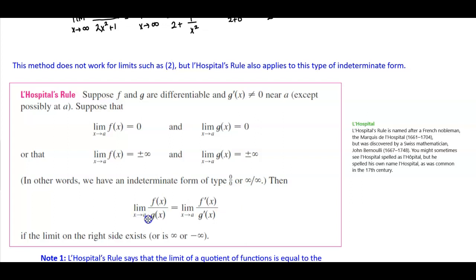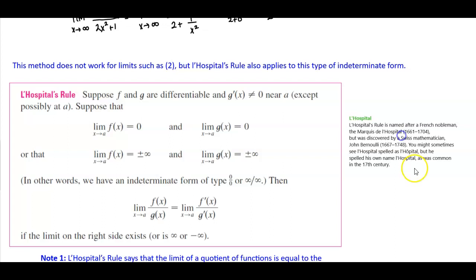The limit as x approaches a of the function f of x over g of x is now going to become the limit as x approaches a of f prime of x over g prime of x, if the limit on the right side exists or is infinity or negative infinity.